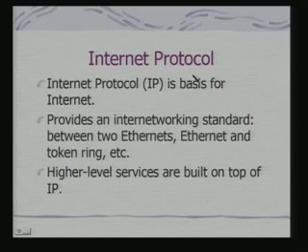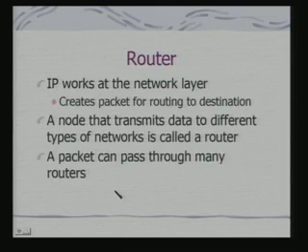Next, we shall look at Internet protocol, which is actually the basis for today's Internet. Why is it called Internet protocol? It provides an inter-networking standard, that is, connectivity between two Ethernets and a token ring network. We had already referred to a token ring network, where a token is passed around the processing elements, and when the token is available with a processing element, it can transmit data. And higher level services are built on top of this Internet protocol.